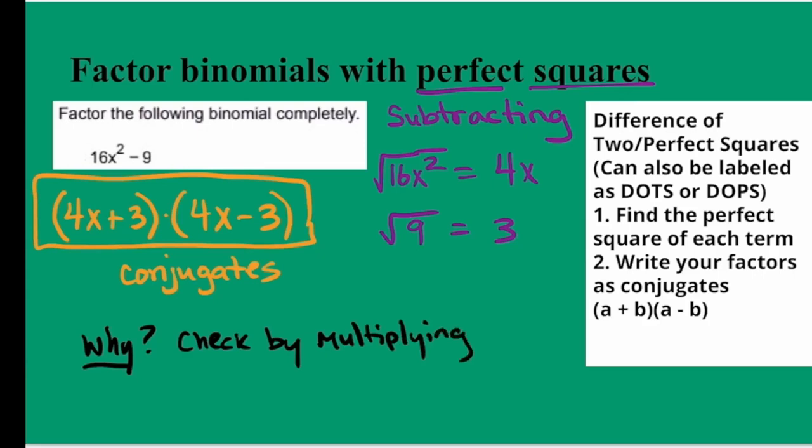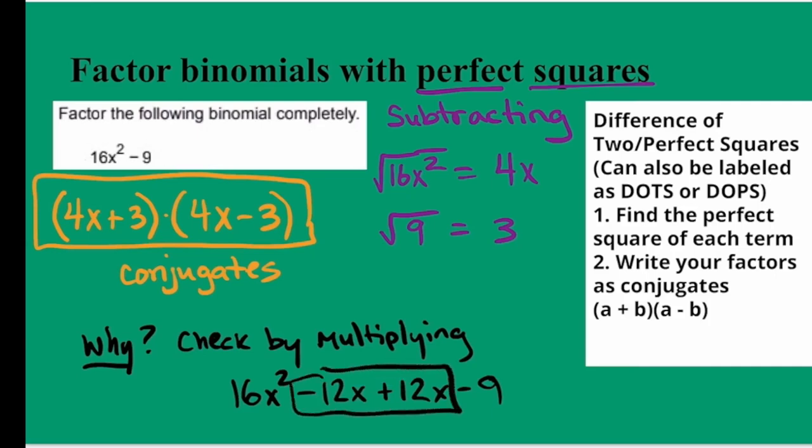you would have 16x squared, now we're distributing, minus 12x plus 12x minus 9. These middle terms are going to cancel. Negative 12 plus 12 is 0. So what you end up with is two perfect squares that are being subtracted. So that's why our answer is written like that.